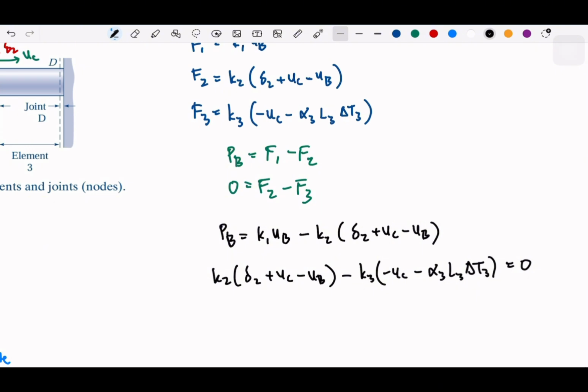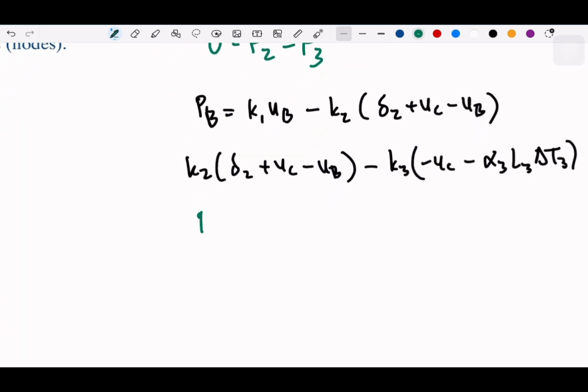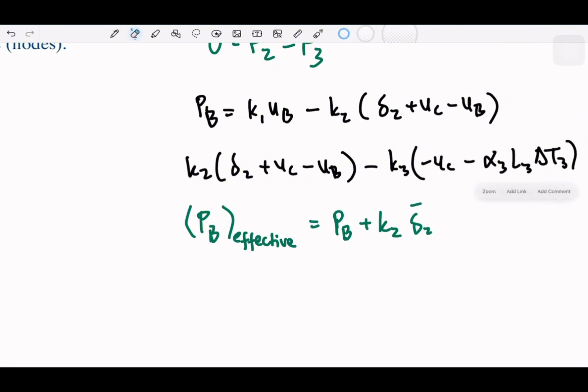Now to make it simplified, let me introduce new symbols. I will write a new symbol, PB effective loads. This will be equal to PB plus the internal force stretched out from the delta 2, the shortened distance.